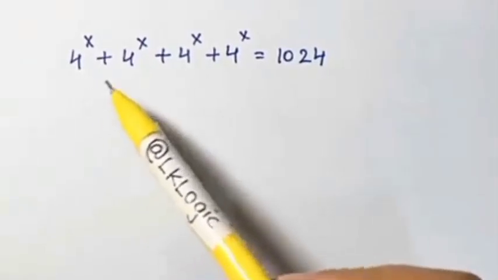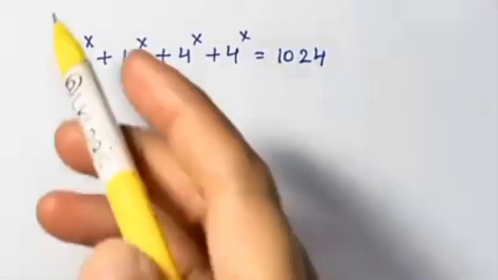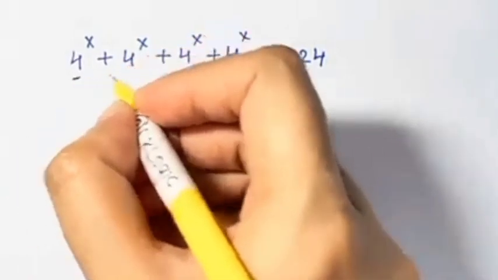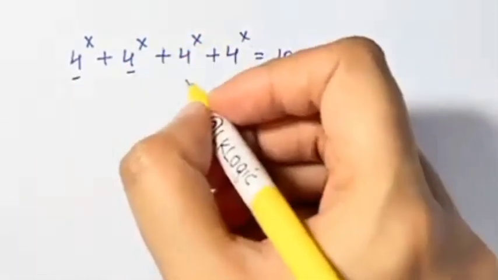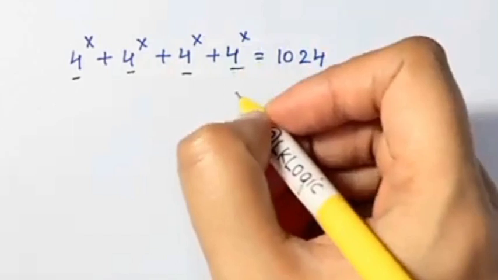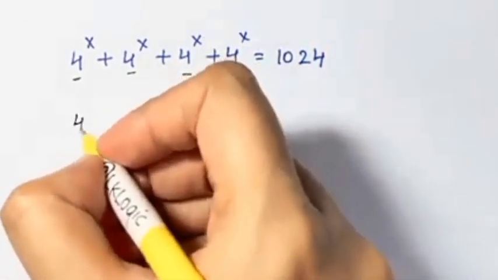I have a nice exponential equation. Let's solve this. So what I'm going to do is, every time I have 4 to the power of x, 4 to the power of x, 4 raised to x, 4 raised to x here, I'm going to take it out common. 4 to the power of x.